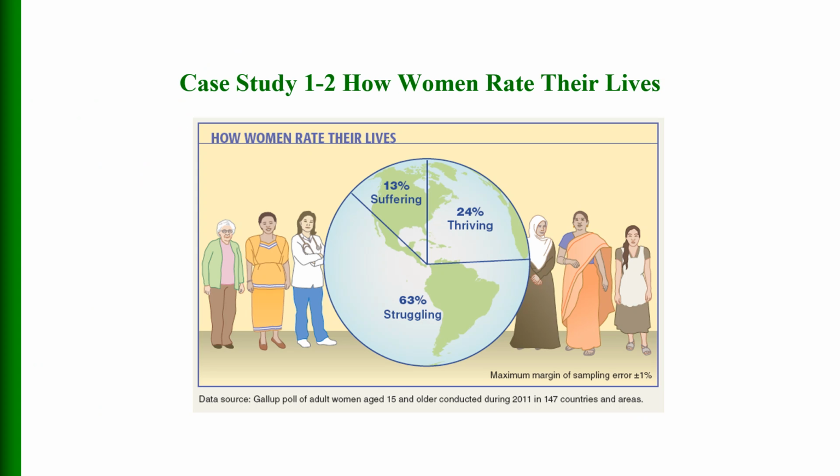This is a kind of case study, how women rate their lives. So this is a kind of descriptive statistics, and here you see a pie diagram, in which you see 63% of the women reported that they are struggling, 24% of them reported thriving, and some 13% reported that they are suffering. There are three types of answers to this question, and the answers are in percentages.